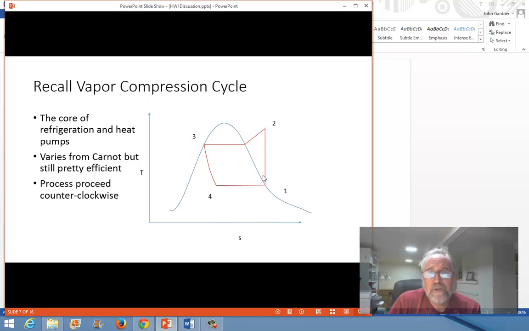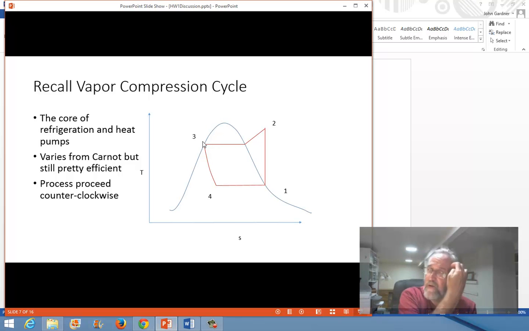You assume an isentropic compression, go to a high temperature, high pressure. You're out here now in the superheated region. This is state 2. This is the outlet of the compressor. And it enters the condenser where it's rejecting heat. So it goes through the de-superheating, they call this region, back to a saturated vapor, through the condenser. This whole line here goes through the condenser.